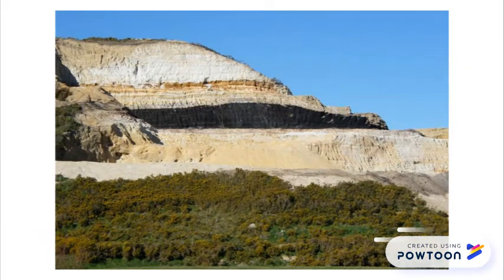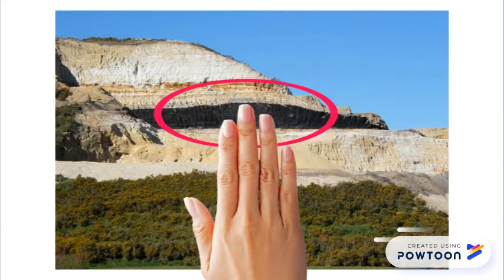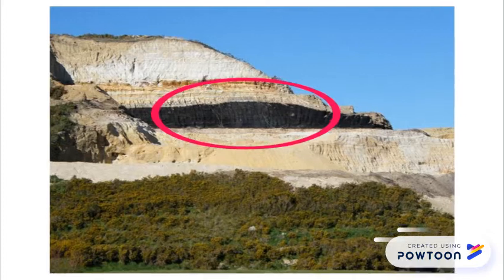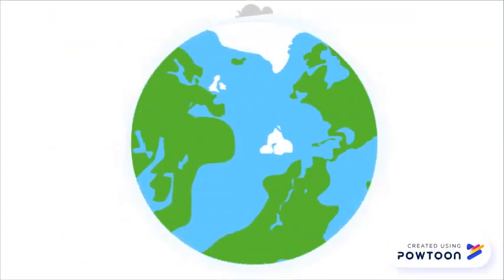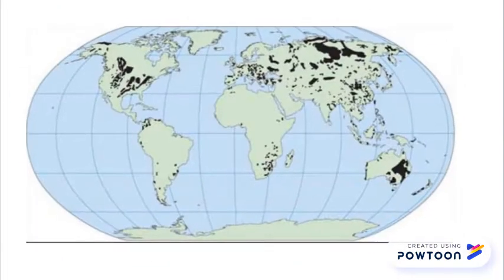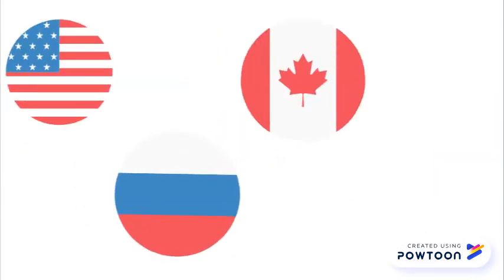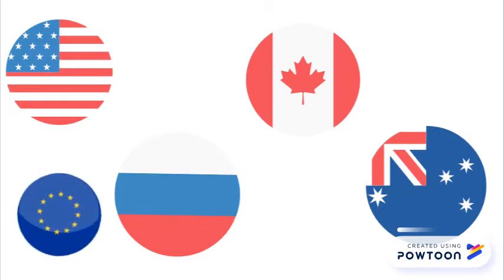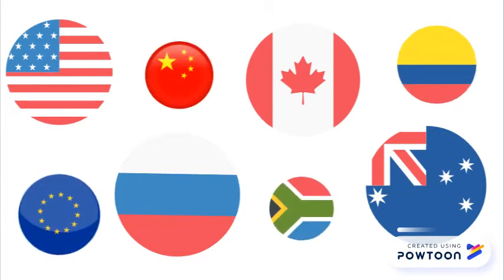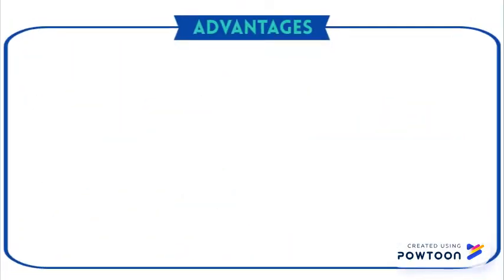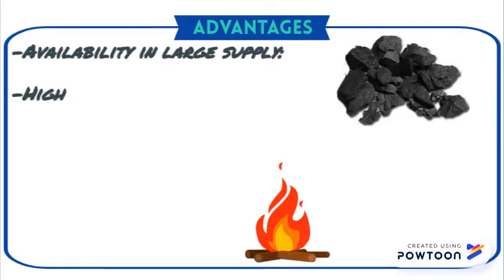Coal is obtained through mining, as you can see in its accumulation between these layers of soil. It is found all around the world, but with special regard to these countries. The main coal producers are the US, Russia, Canada, and Australia, but also some miners such as Europe, China, South Africa, and Colombia.